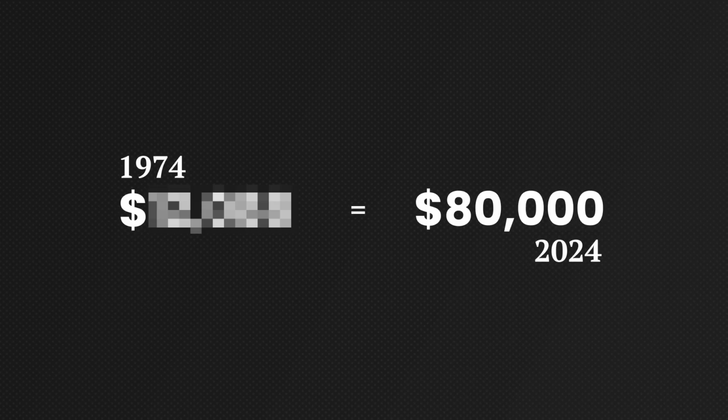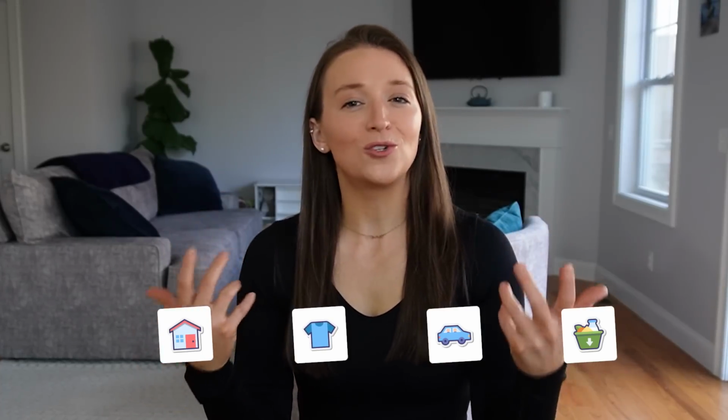So let's flip it around. What income in 1974 would be the equivalent of $80,000 today in 2024? The answer is about $12,000. That's a pretty stark difference. And I don't know about you, but it's kind of hard for me to conceptualize. It's kind of hard for me to picture what the price of groceries and housing and automobiles and clothing were when they're so drastically different than the world I know today.